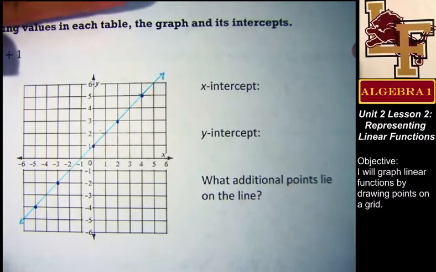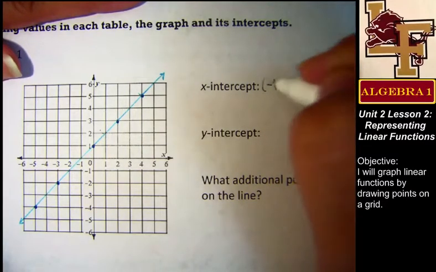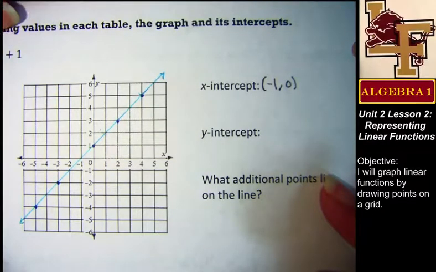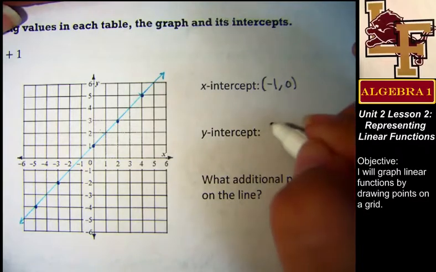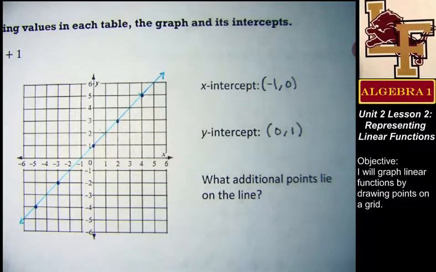All right, where's the x-intercept? Negative 1, 0. Beautiful, thank you for directions. Where's the y-intercept? 0, 1. Beautiful. I need some extra points that are on the line, but we haven't actually graphed yet.